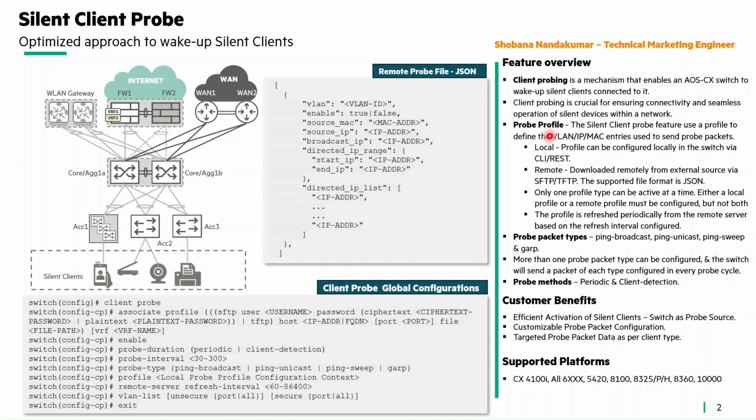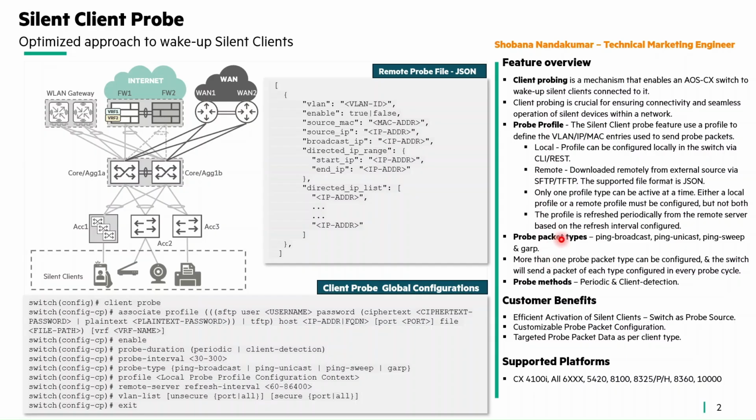So let's see the silent client probe feature parameters. First comes the probe profile. It specifies the VLAN, IP and MAC address used for sending the probe packets. The profile can be a local one, configured locally in the switch via CLI or REST, or a remote one, downloadable from external sources via SFTP or TFTP server with JSON as a supported file format. Point to be noted is only one profile can be activated at a time, either a local one or a remote one. Remote profiles are updated periodically according to the configured refresh interval.